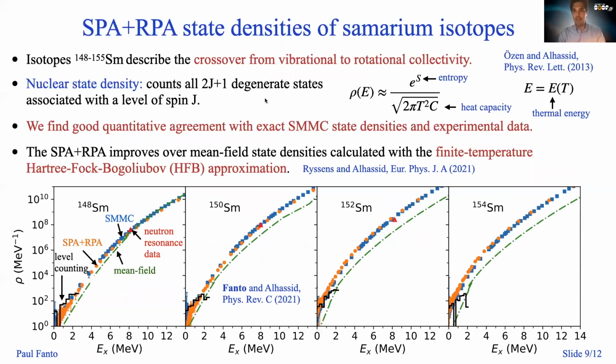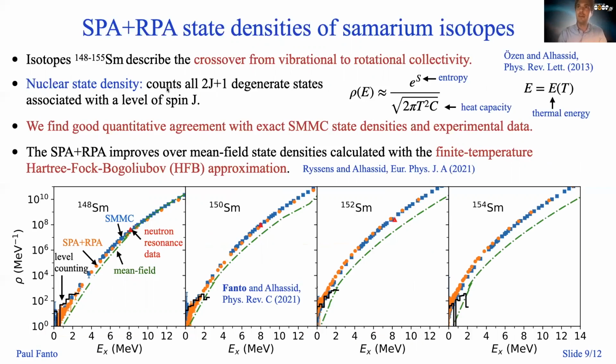To study the accuracy of the SPA+RPA in heavy nuclei, we calculated the nuclear state densities of the samarium isotopes 148 to 155 samarium using this method. These isotopes describe the crossover from vibrational to rotational collectivity in heavy nuclei.